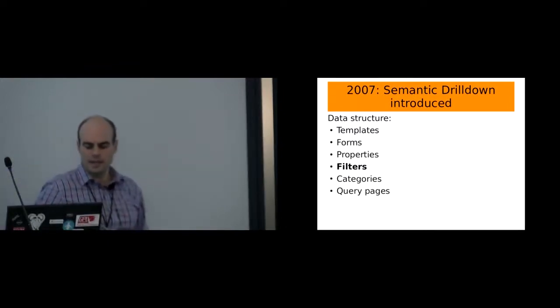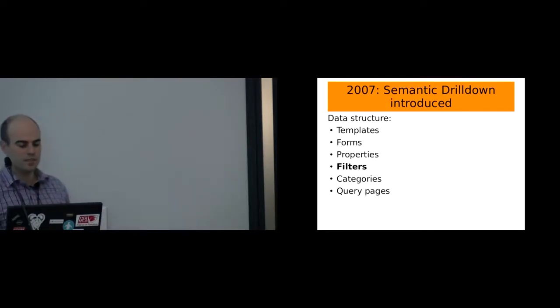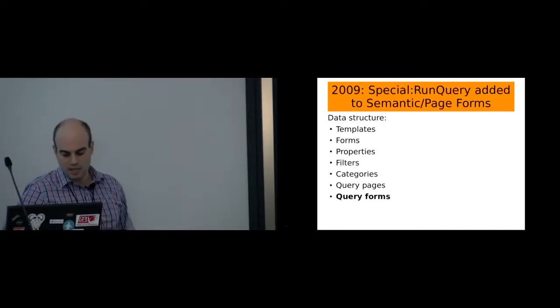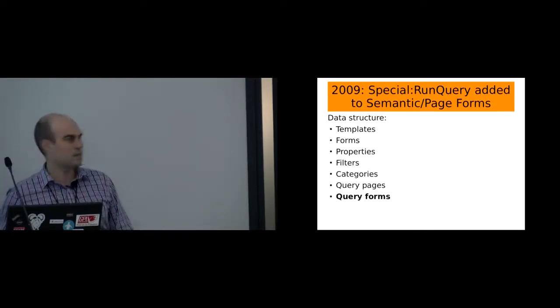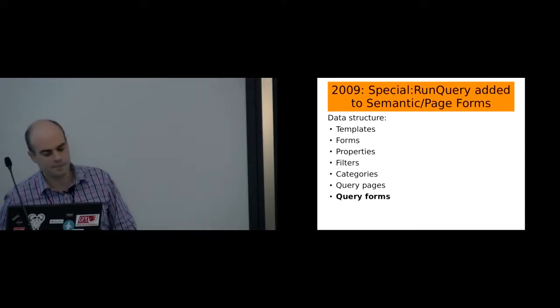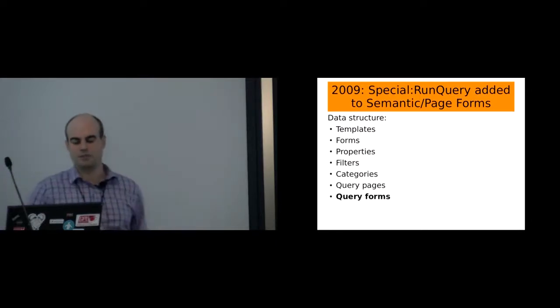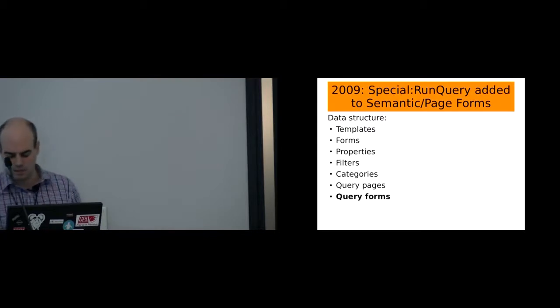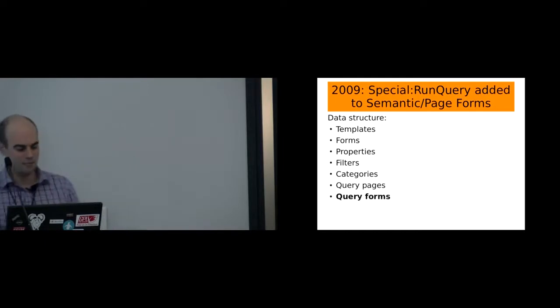Then later in that year, Semantic Drill Down was introduced, for those who have heard of it. At that point, you needed filters as well to create a data structure. And then in 2009, it was still called Semantic Forms, Page Forms got the special page RunQuery, so that if you wanted to use that, you also had to create query forms, which is really just another kind of form, but it's sort of a separate part of the data structure. And this was the height of complexity with seven different page types.